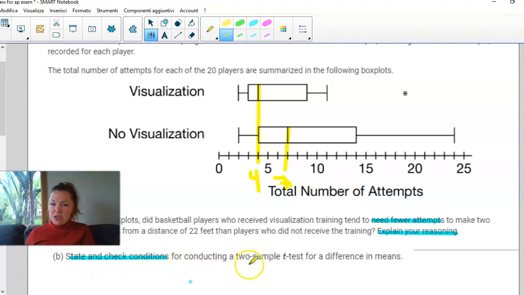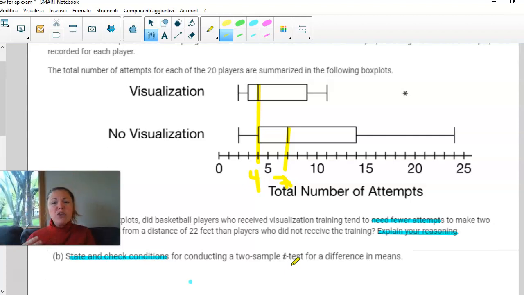State and check the conditions for conducting a 2-sample t-test for the difference of means. When they have you state and check the conditions, now I can't say the same for this year, because this year, if you watch the video that the College Board gave us, they might just have you do part of the state plan to conclude. And it doesn't necessarily mean, so in the past, like this problem, usually if they just have you check the conditions, it means one of the conditions is wrong. Okay, that doesn't necessarily mean that for this year.